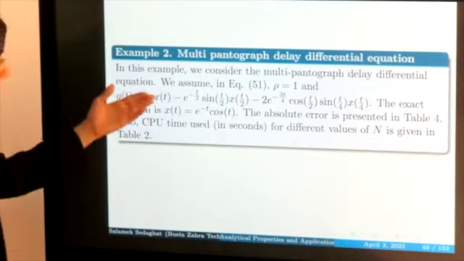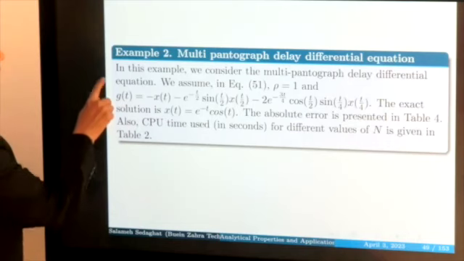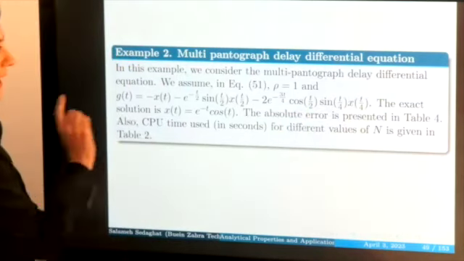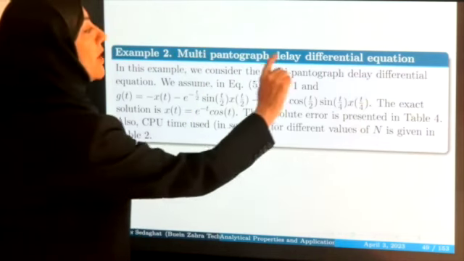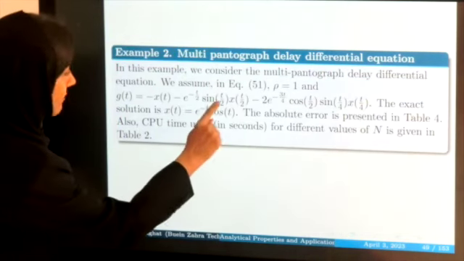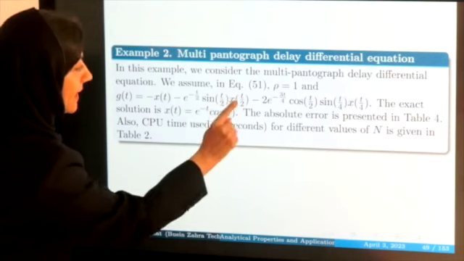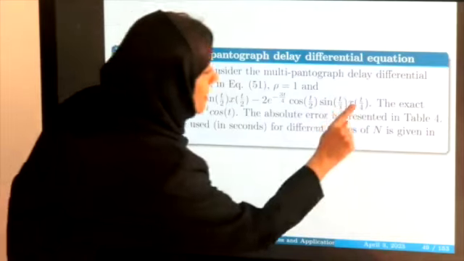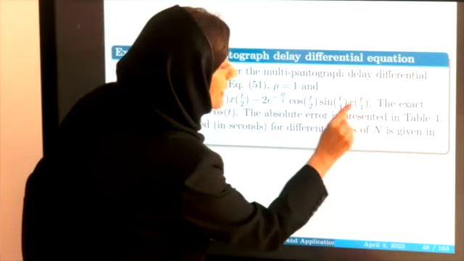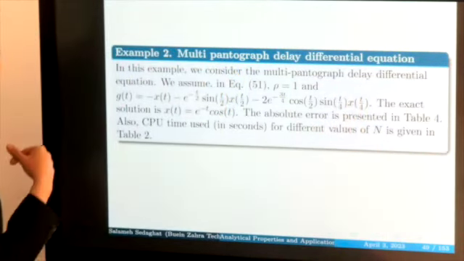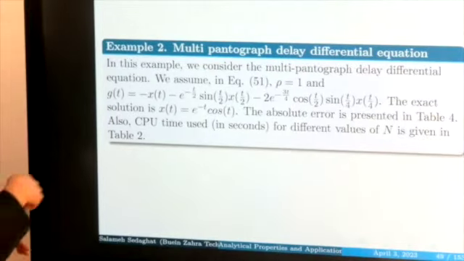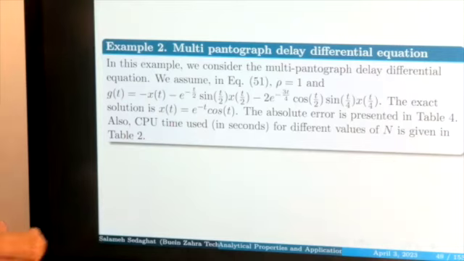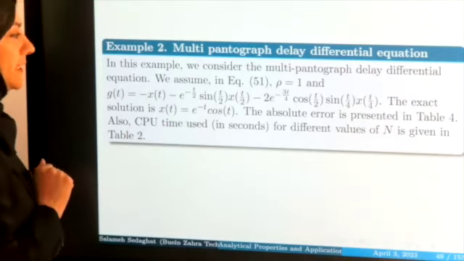Another example, we have g of t equal to this function. Here we have a multi-pantograph delay differential equation. We have one delay here, x of t over 2, and another here, t divided by 4, t quarter. For this, the exact solution equals e to the minus t times cosine of t.